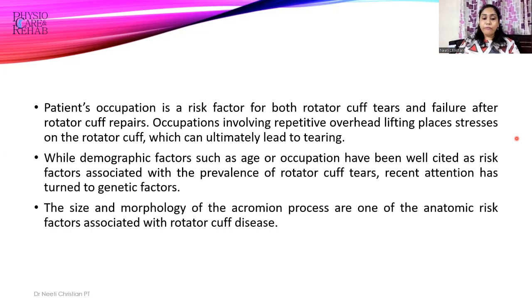Also, the size and morphology of the acromion process are among the anatomic risk factors associated with rotator cuff disease. There are three types of acromion process: first is straight, the normal one, then curved, and the hooked one. If a person has a hooked or curved acromion process, the prevalence of rotator cuff injury is higher in them.